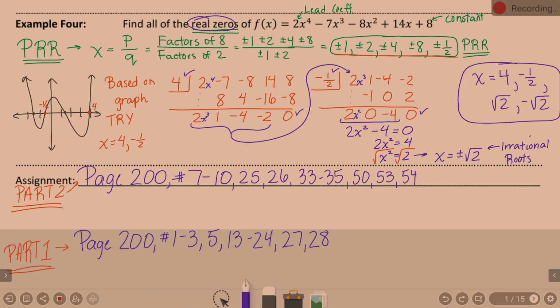Okay, now, I relisted everything. So part 2 homework that goes with this part 2 notes page: page 200, 7 through 10, 25, 26, 33 through 35, 50, 53, 54. That is due tomorrow. Part 1 is what's supposed to be due today: 1 to 3, 5, 13 through 24, 27, and 28. Got it?